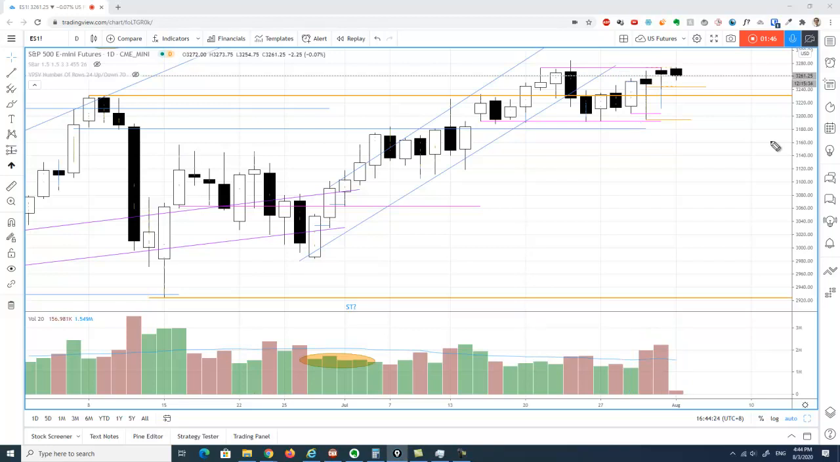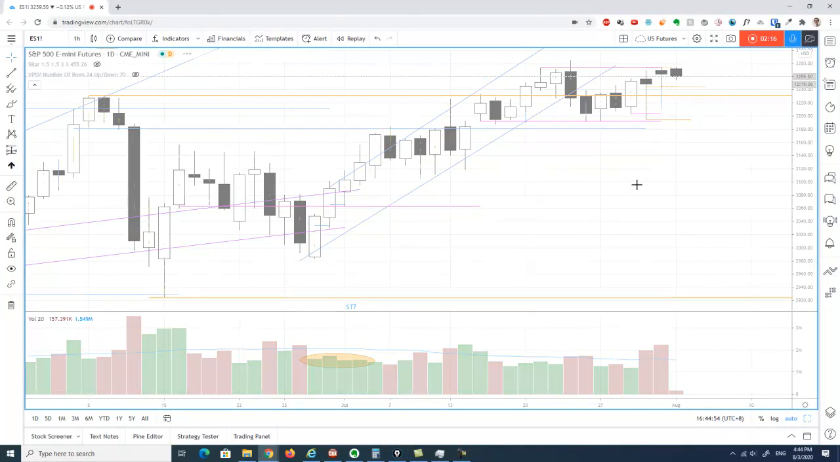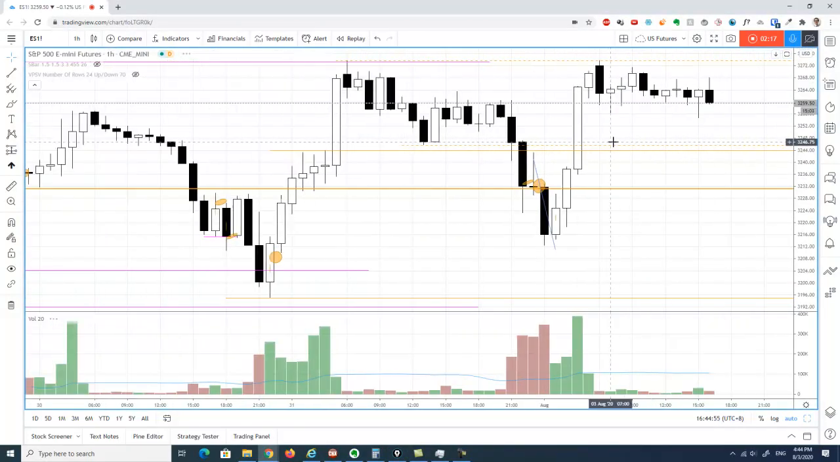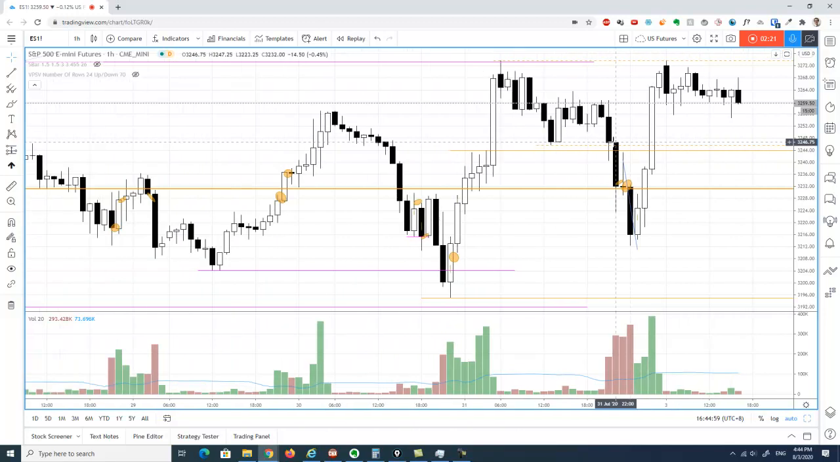So far we are just a few points below the swing resistance generated around 3275 at this swing level here. Once we can break out and commit above, then it's just a matter of time before we can touch the all-time high level. Alright, let me get down to the hourly time frame and elaborate a bit more. This is the hourly time frame of the S&P 500.